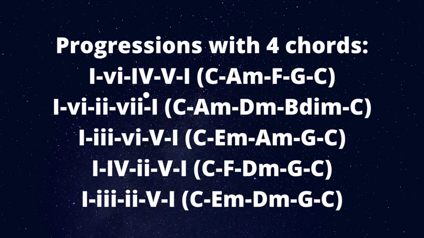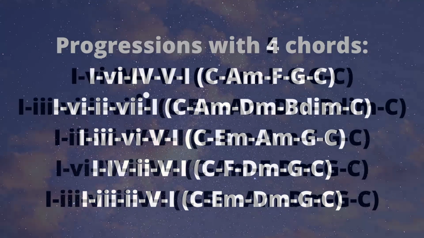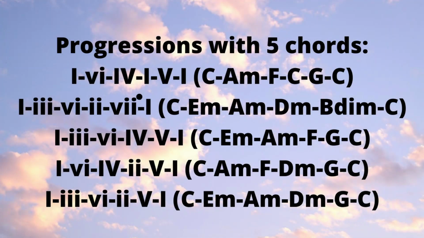And once again, they all sound amazing. It's so easy. And now for the final slide and the last group of progressions. These are progressions with 5 chords. We're going to start off with a 1-6-4-1-5-1, C, A minor, F, C, G, C. If you can't tell already, I'm going to have a little more fun with these ones.